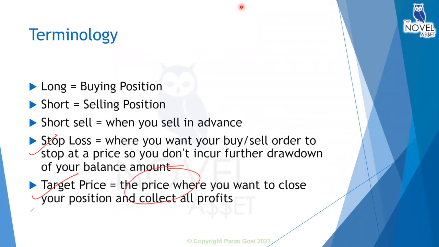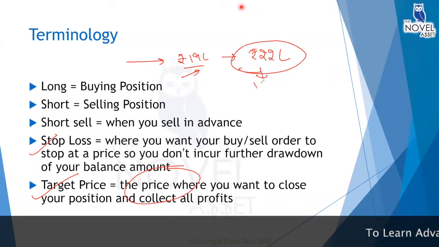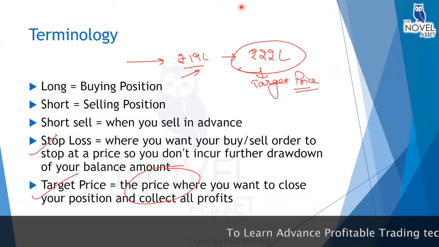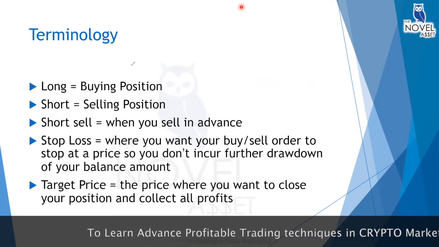So what is the target price? That is, if I have analysis that the price will go from 19 lakh to 22 lakh rupees, and I'm buying it, that means 22 lakh rupees is my target price. Understood? Hope this is easy. Why do we use a target price? Okay, that's a good question.